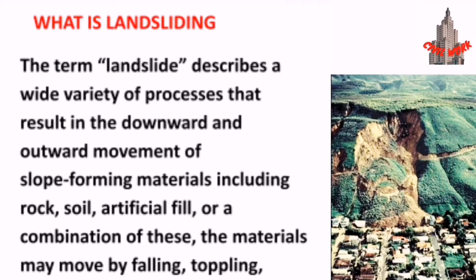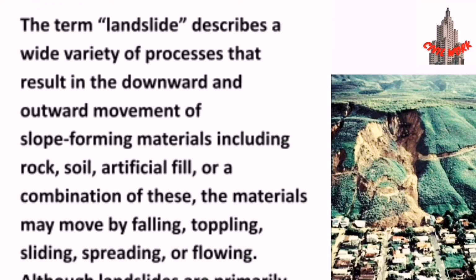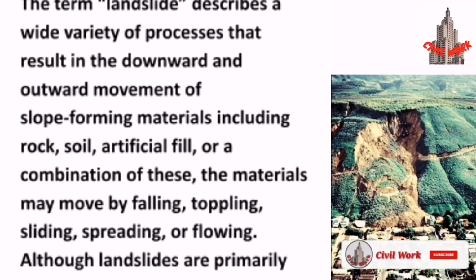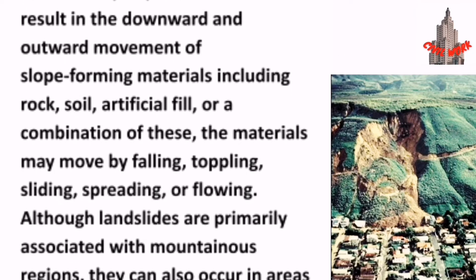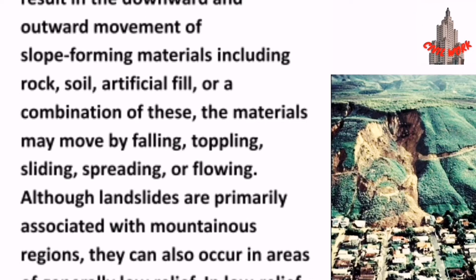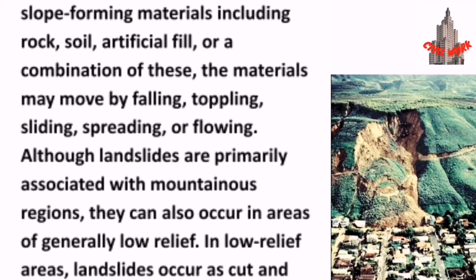What is landsliding? The term landslide describes a wide variety of processes that result in the downward and outward movement of slope forming materials including rock, soil, artificial fill, or a combination of these. The materials may move by falling, toppling, sliding, spreading, or flowing.